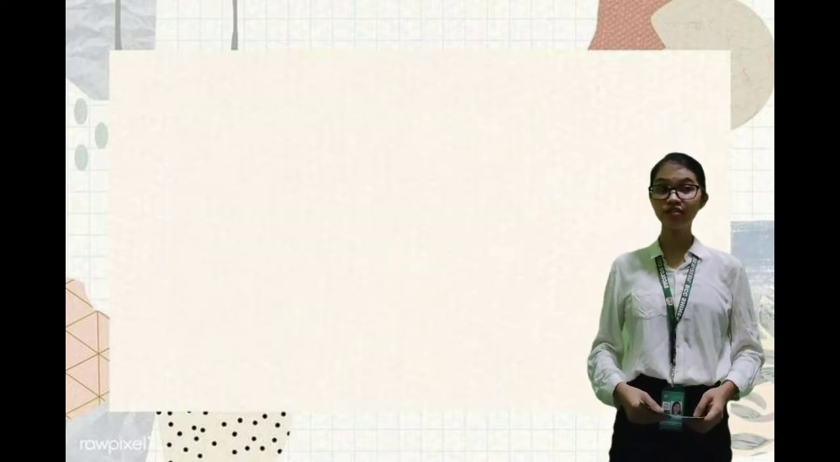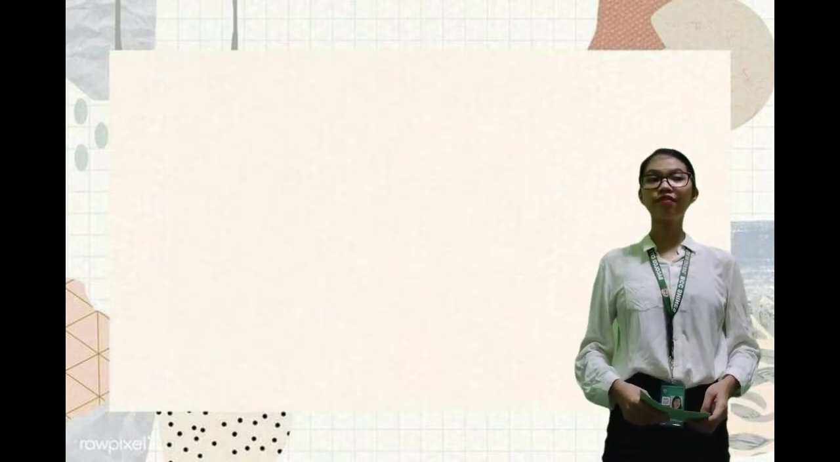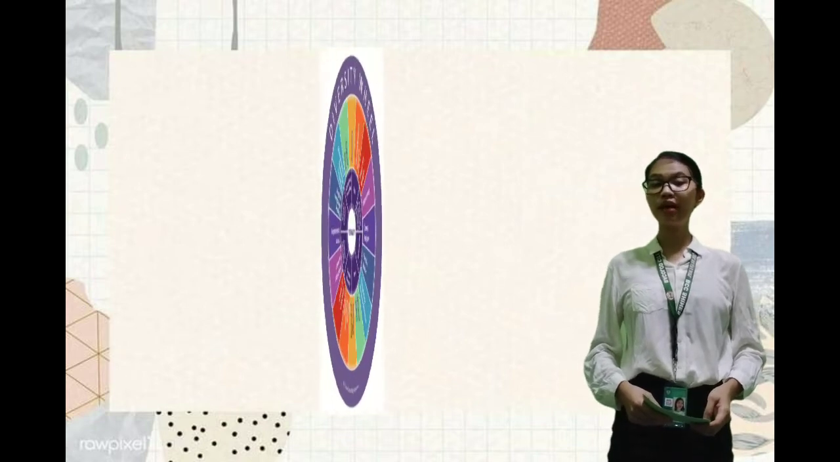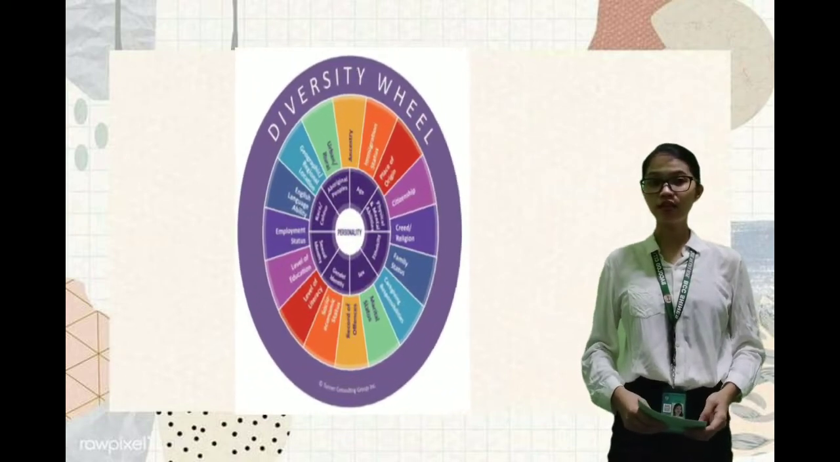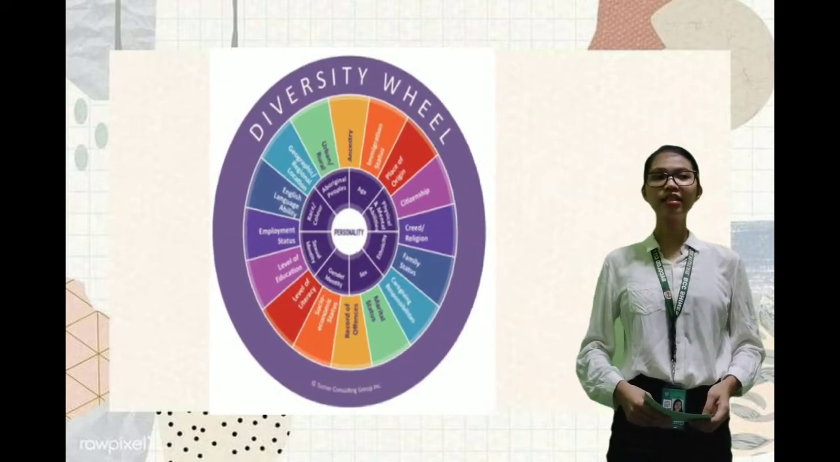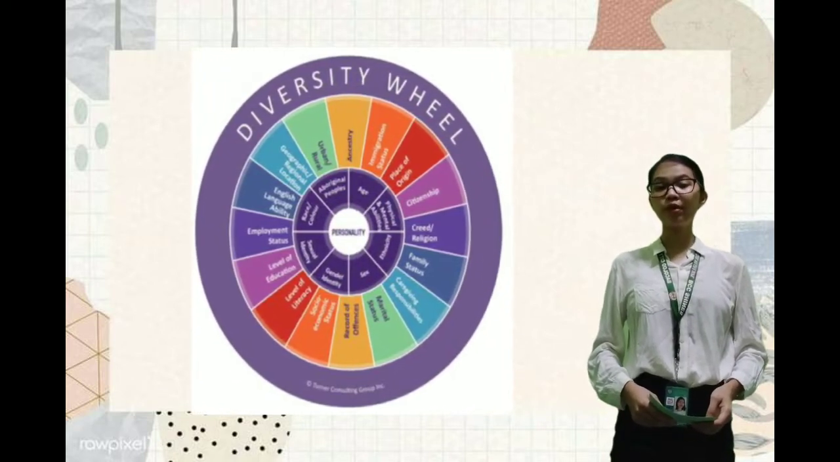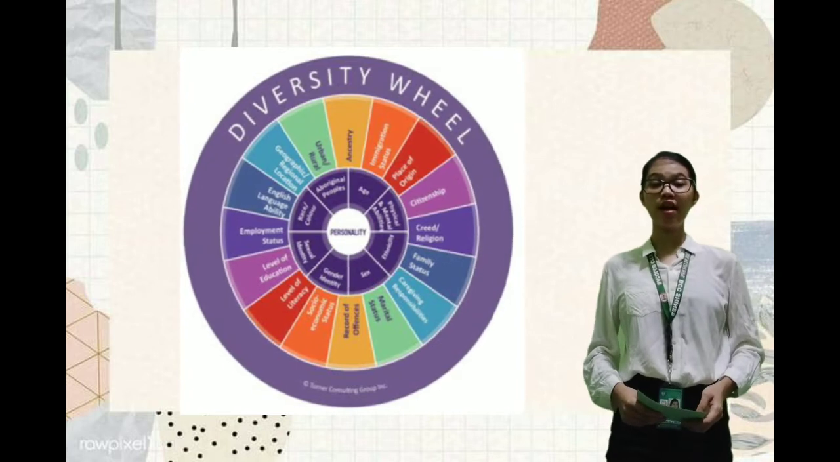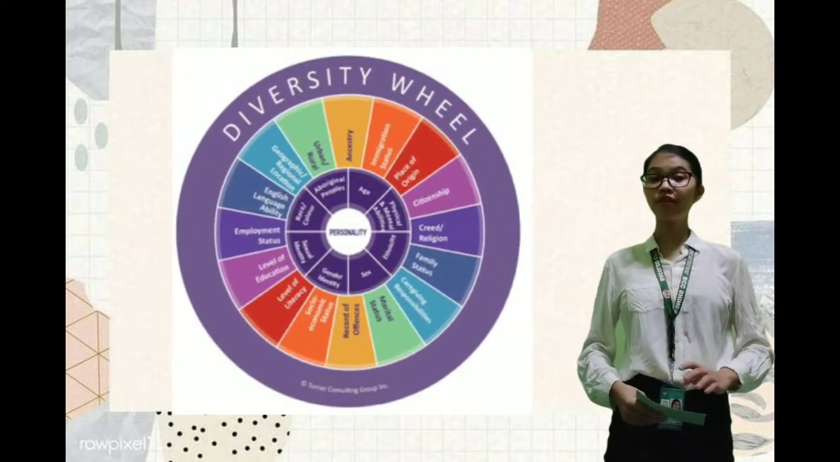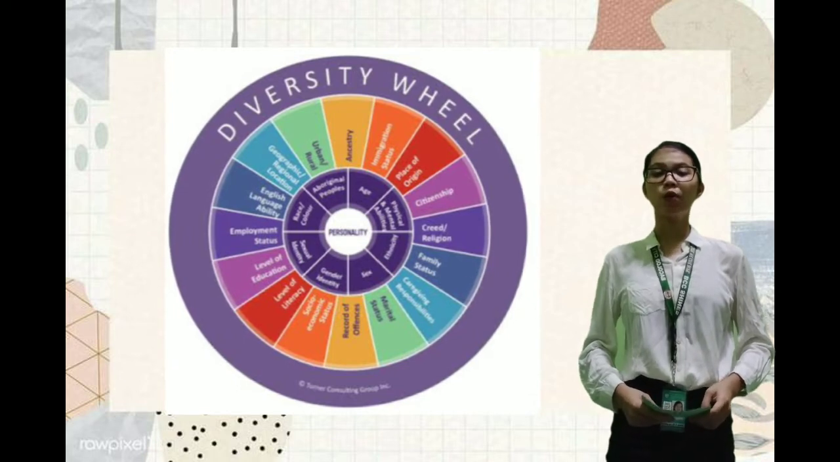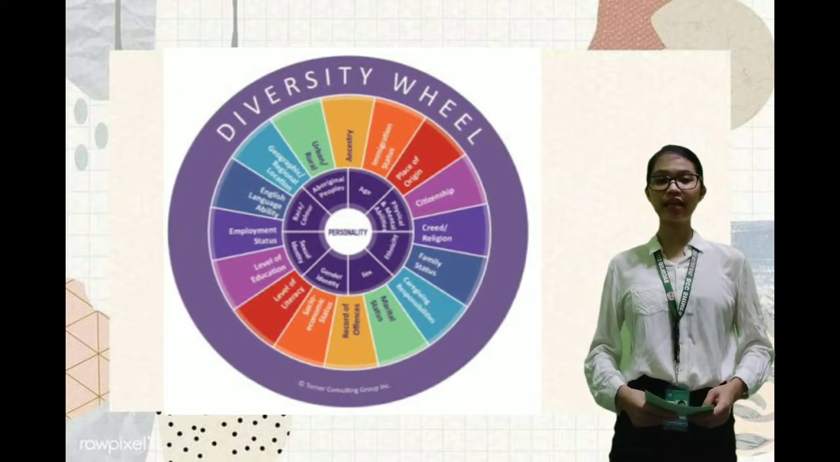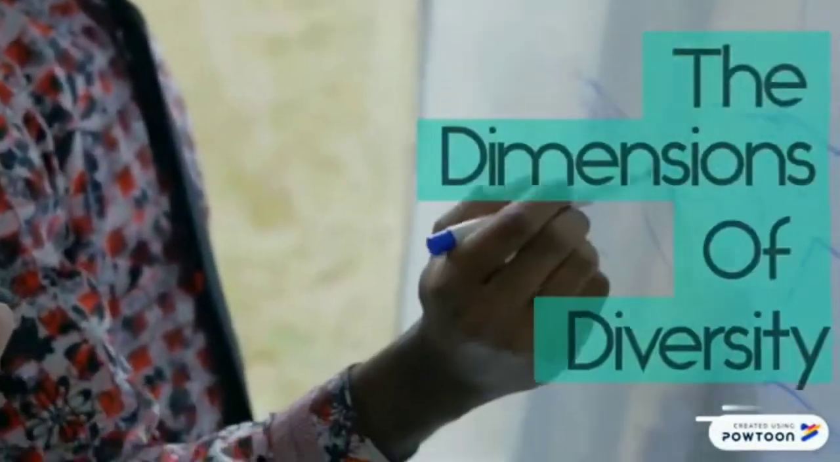Depicted as concentric circles, this diversity wheel can be used in many different ways to encourage thinking about values, beliefs, and dimensions of identity for people and organizations. And now, I will show you a video about the dimensions of diversity, so you can truly understand what it is all about.